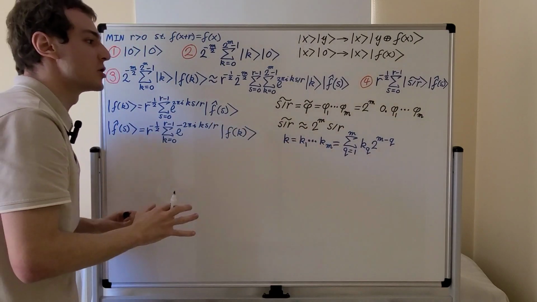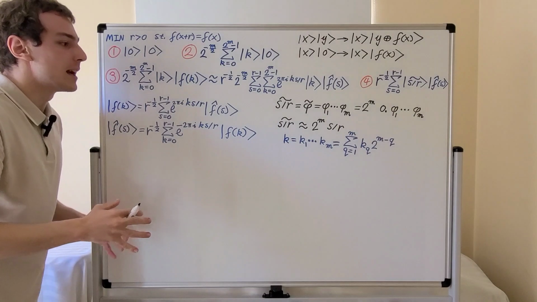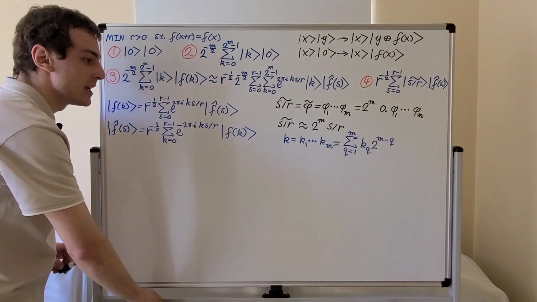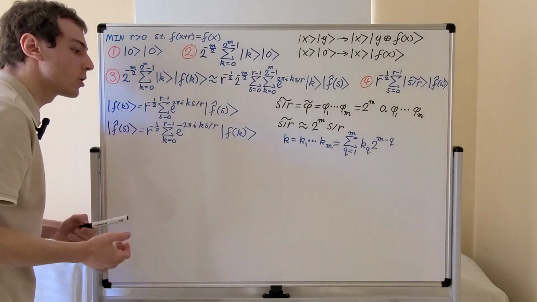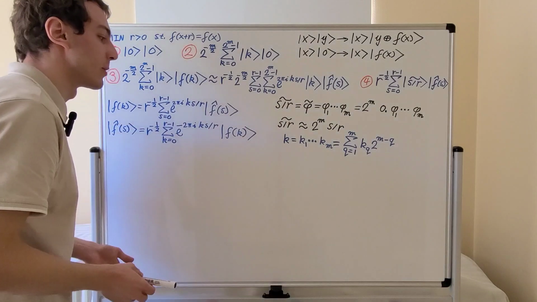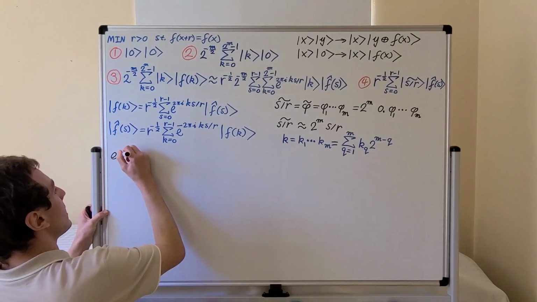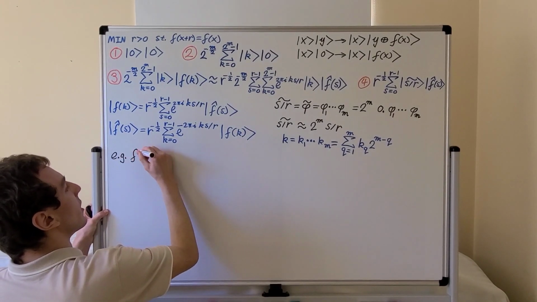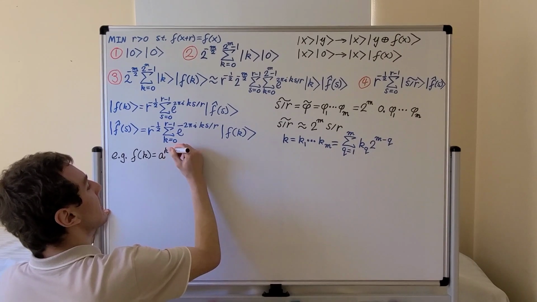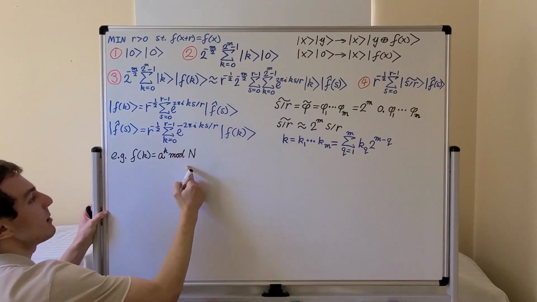Okay, so now that we have understood the general procedure for period finding, we can look at a special case. So let's consider the special case, which is actually order finding, the problem of order finding, which appears as a subroutine of Shor's factoring algorithm. So let's consider the example, e.g., f of k equals a to the k mod n. So this is an example function.